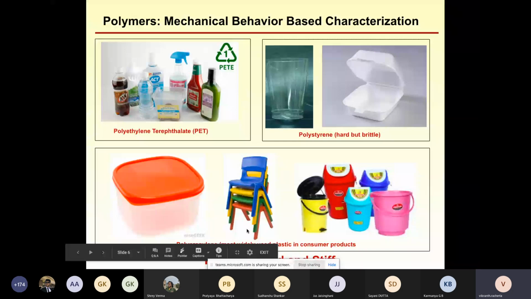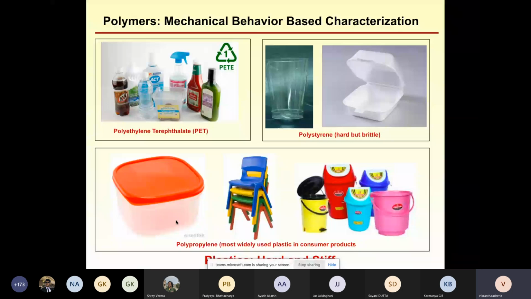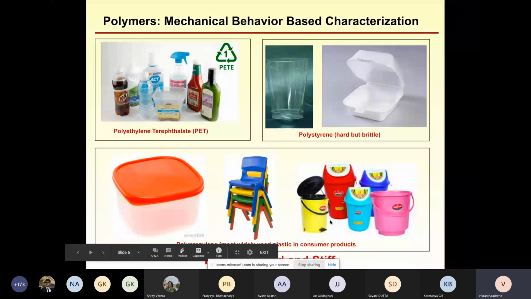Okay, so this translucent plastic which you get, these dibbas which you get for storing food and stuff, this is polypropylene, and it is also used for a bunch of other applications, dustbins and chairs as shown over here.